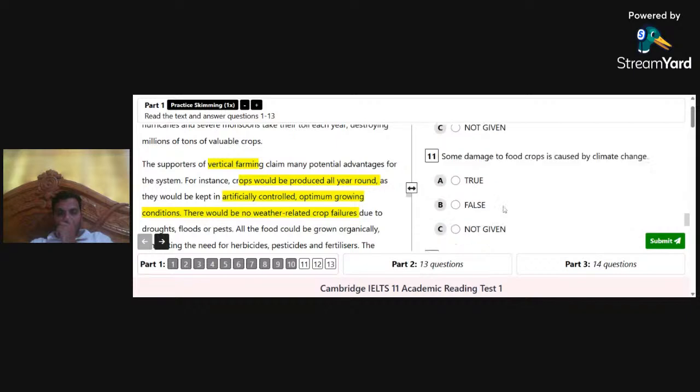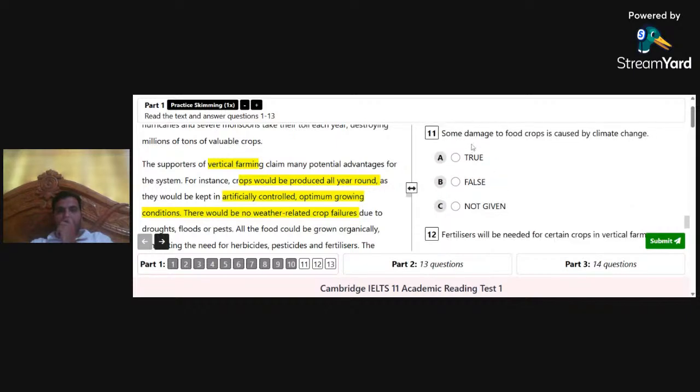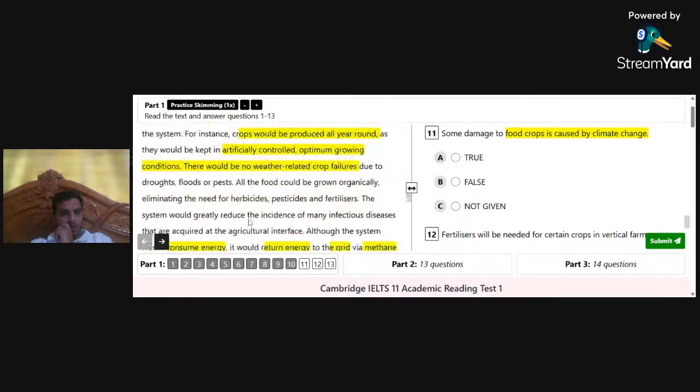Question number 11. Some damage to food crops is caused by climate change. So he is saying that some damage to food crops is caused by climate change. Let's see whether it happens or not.